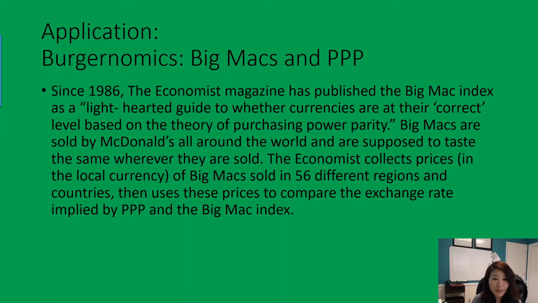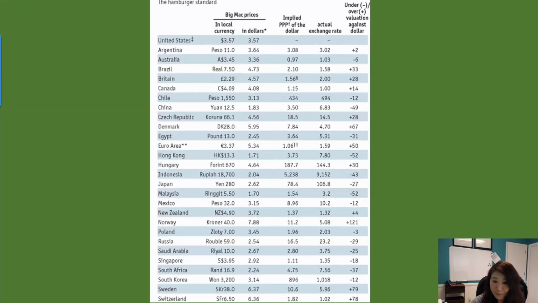So instead of using the real exchange rate to measure the relationship between the price level and the exchange rate, we're actually using the Big Mac index. I'll show you the Big Mac index in the next slide here. You can see the first column is the price of the Big Mac in domestic currencies, and then we convert to US dollars.